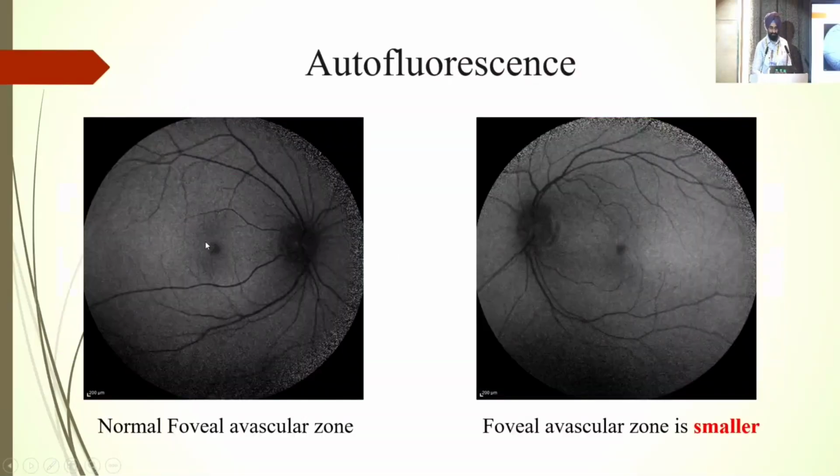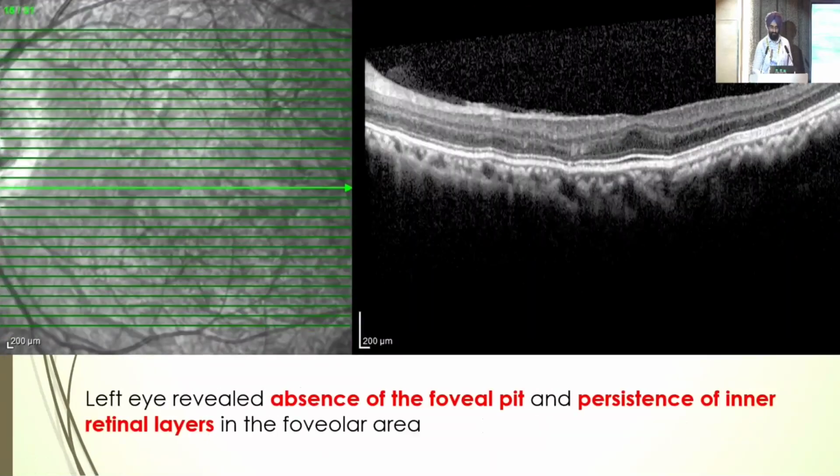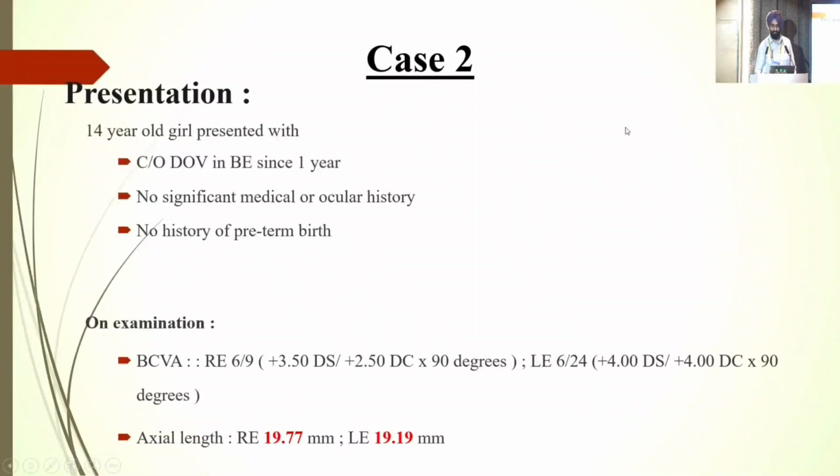On autofluorescence, a normal FAZ is seen in the right eye, while the left shows a smaller FAZ. The right eye OCT was normal, while the left eye showed persistence of the inner retinal layers, absence of foveal pit in the foveolar area.